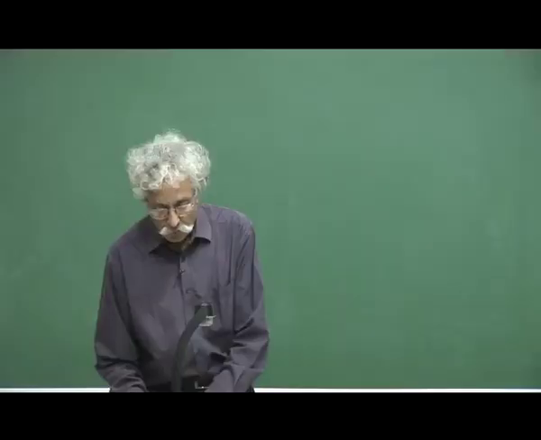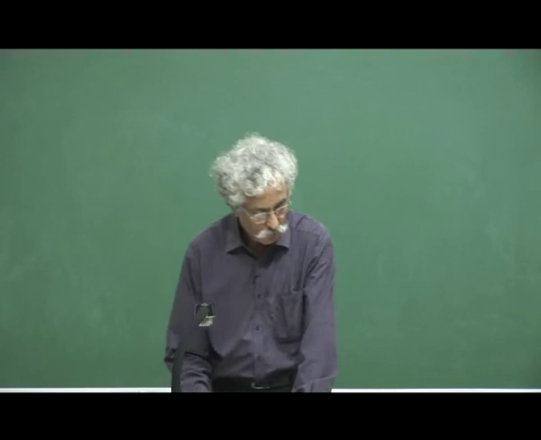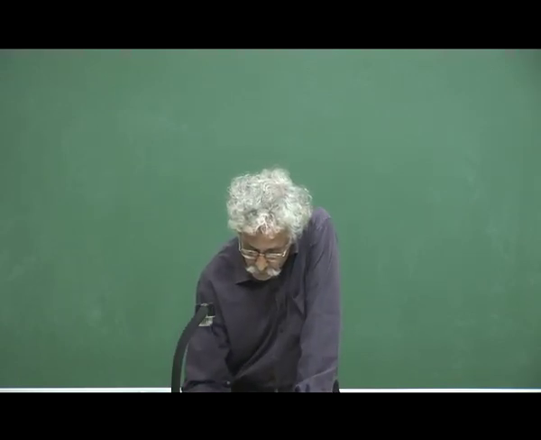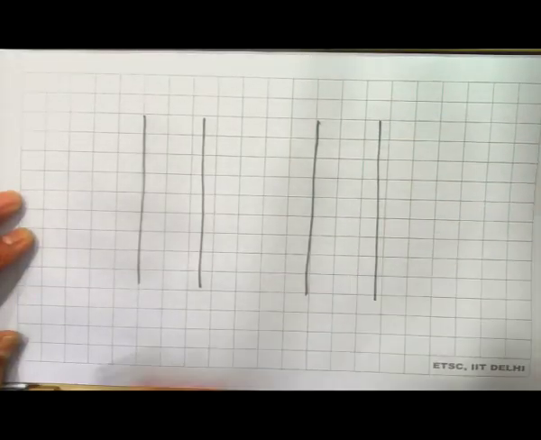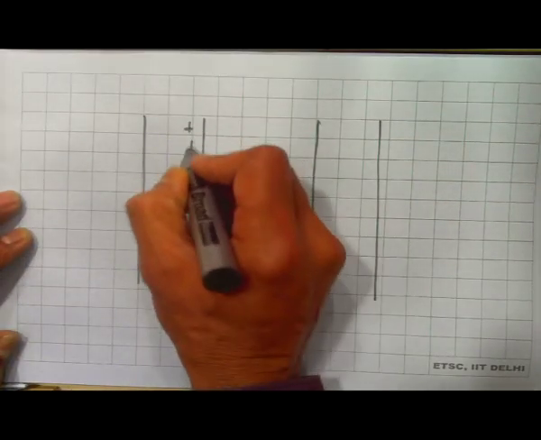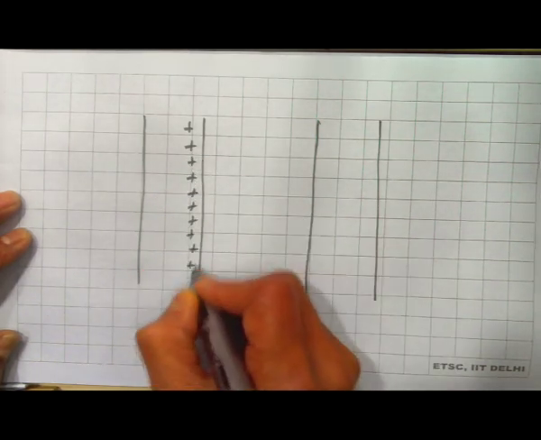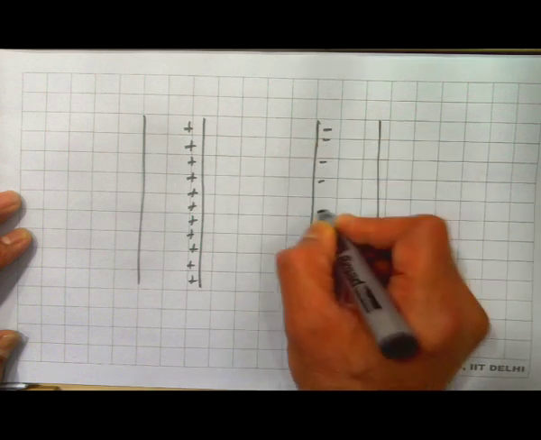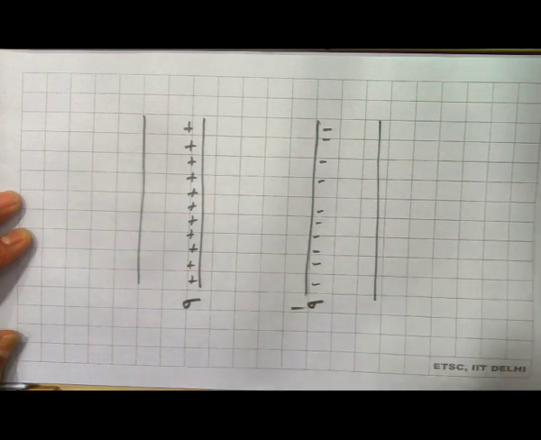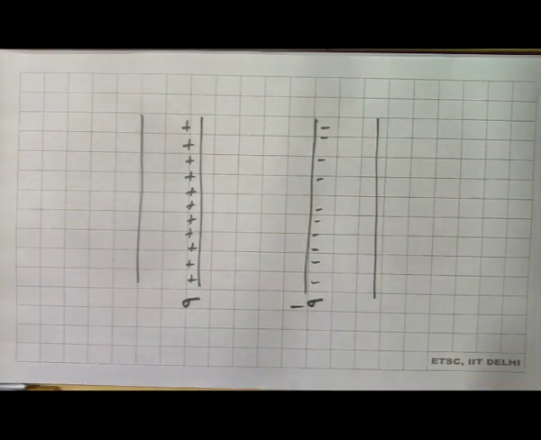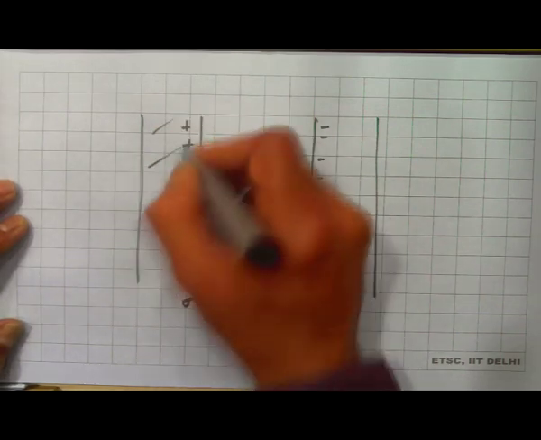Now, let me look at another example which we will come to later in capacitors. So, I have the following problem. I have two plates, plus charge density here and minus charge density here. So, sigma and this is minus sigma. Now, these are two conductors.